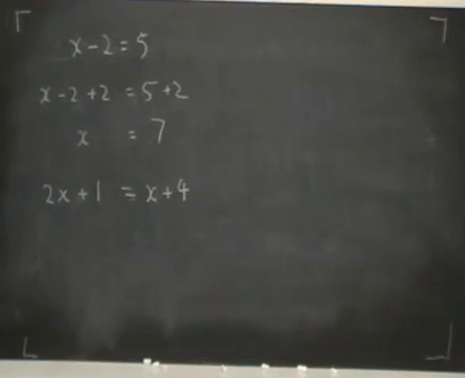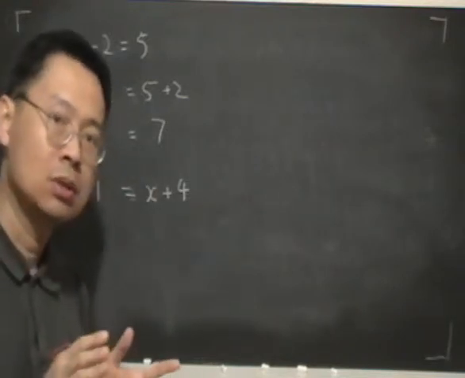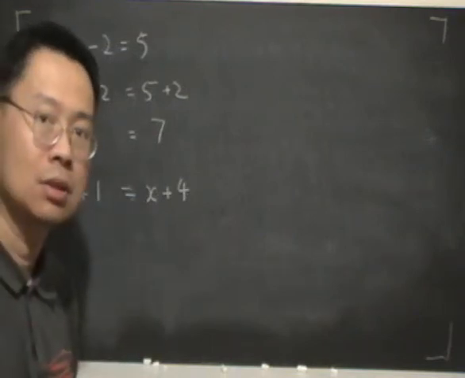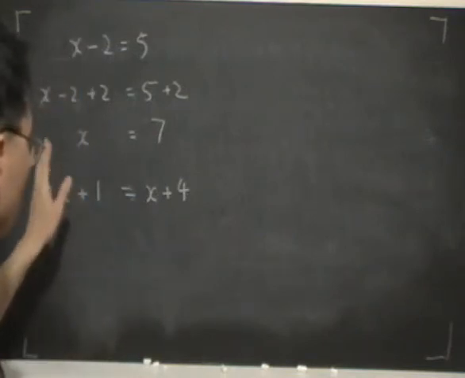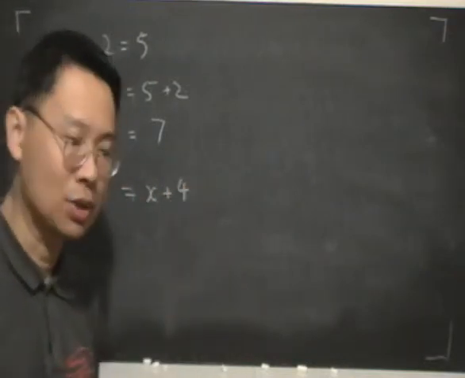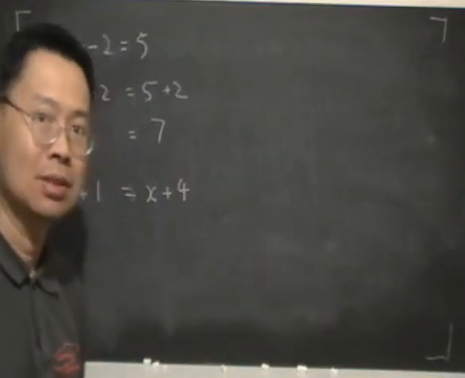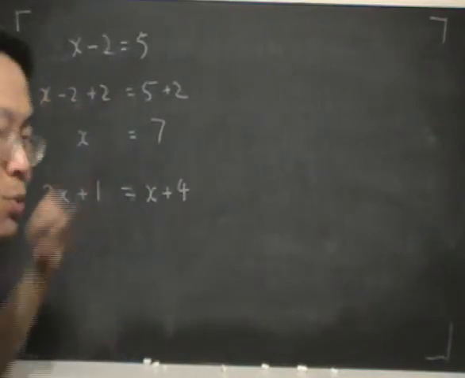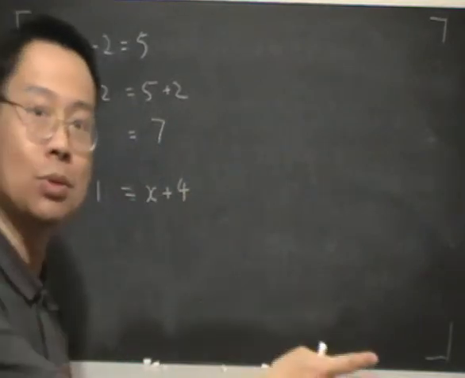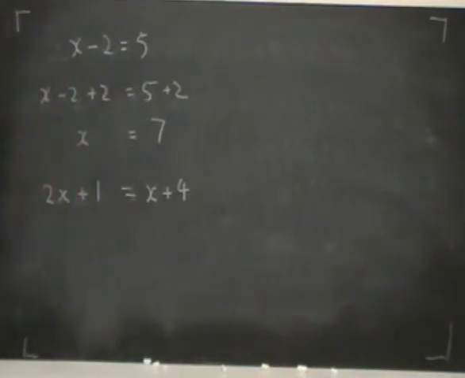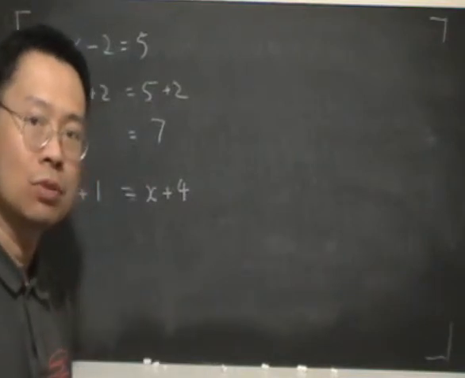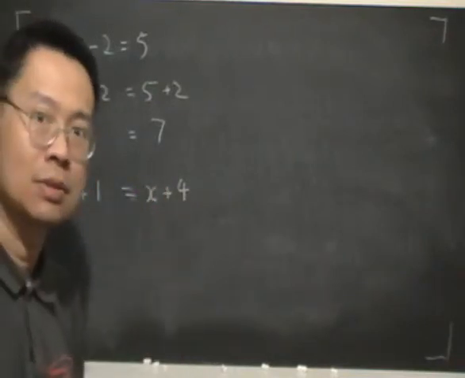Okay, and the idea is that we really want the x to be just on one side. Otherwise, there's no point having an x equals to an expression that also contains x, because we don't know what x is. We really like to have just the x on one side and just numbers on the other side. Then we can have x is equal to that number. So the first step then is to get rid of all the x on one side.